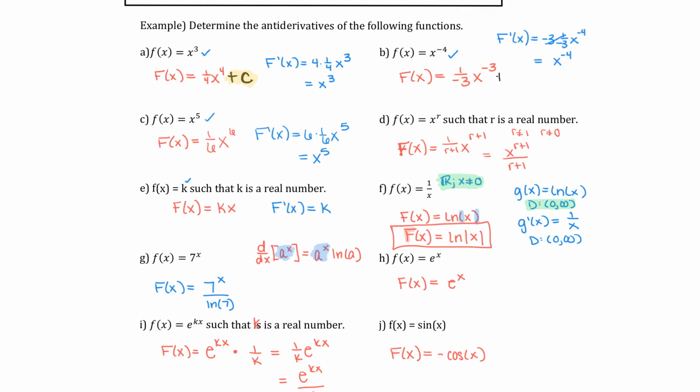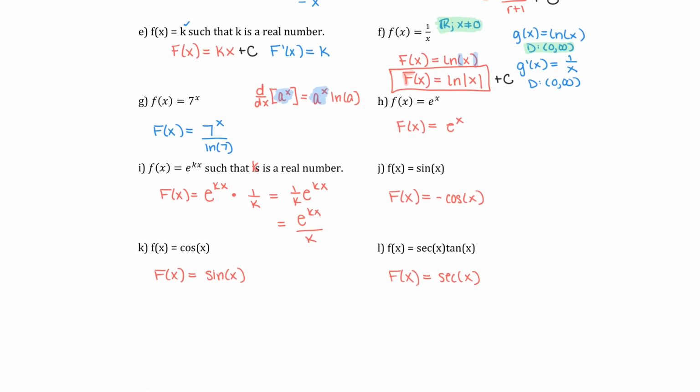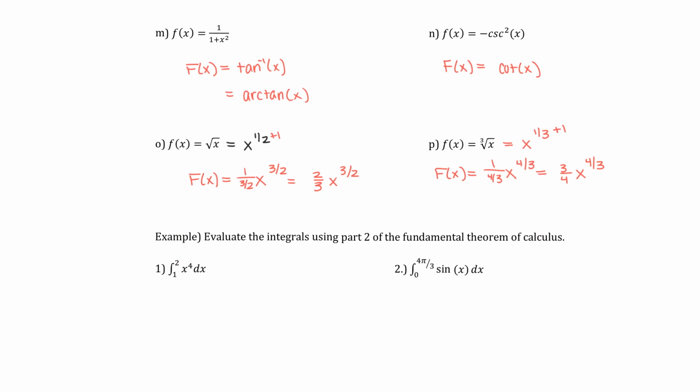So for all of these, I need to tack on a plus c for every single one, because there could be a constant out there at the back, and when I take the derivative of it, it would be a 0. Handful more. All right, now I feel good about all of those antiderivatives.